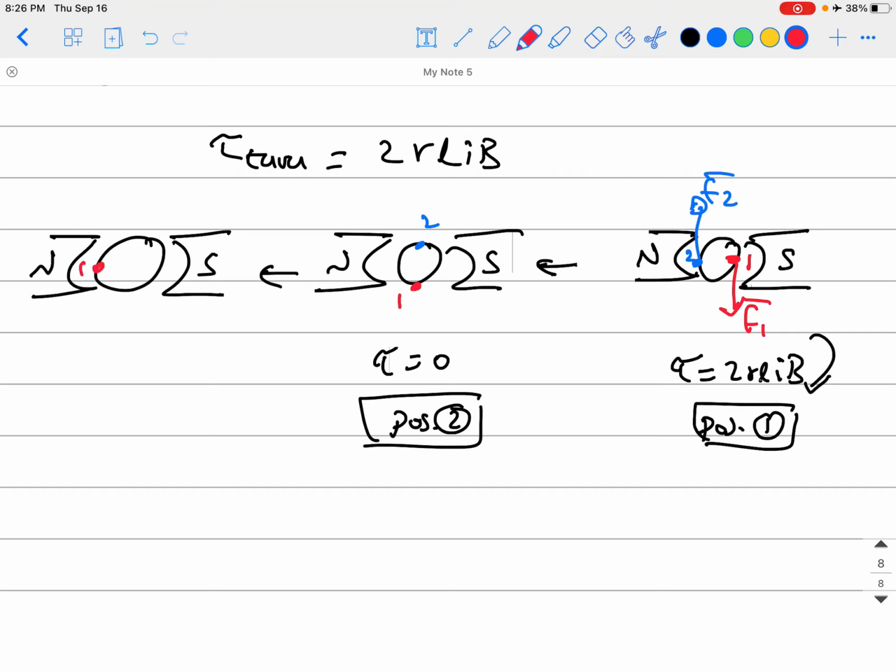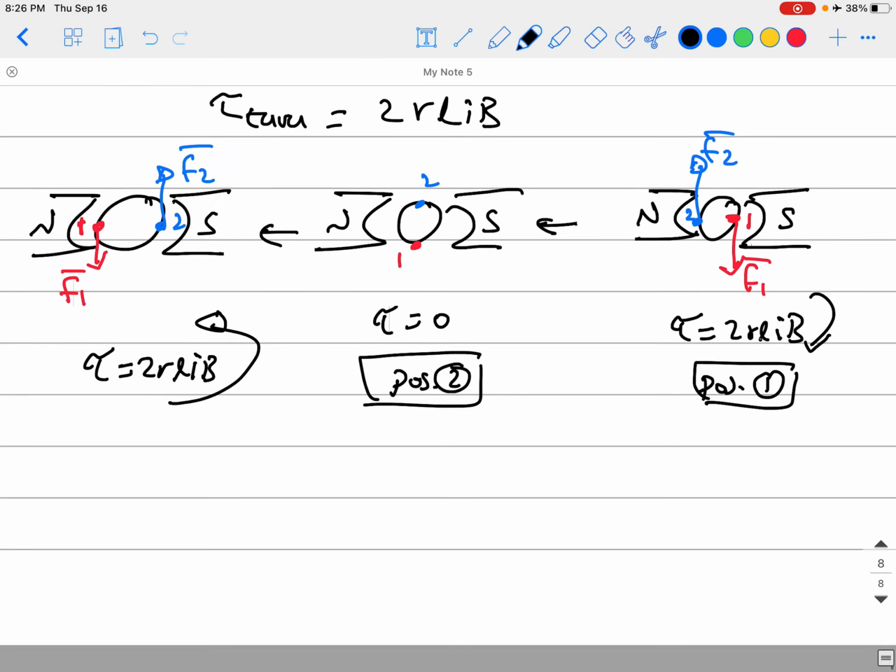Now 1 will come left and 2 will be on the right. Applying the same principles, F2 will now be up and F1 will be down. So we will have the same magnitude of torque, 2RLIB, but now from this direction of forces, it will start rotating anti-clockwise. Okay, guys?